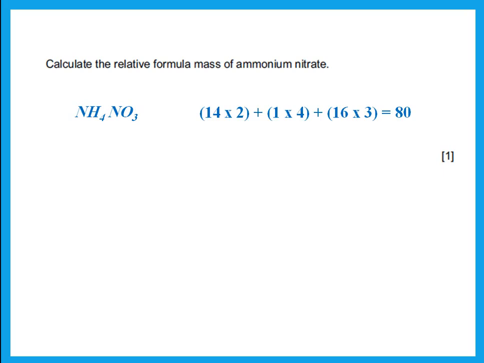Nitrogen is 14 times how many nitrogens? I have 2 nitrogens, plus hydrogen has a mass of 1 times how many hydrogens? I have 4, plus oxygen has a mass of 16 times how many? 3. Okay, again, calculate the molecular mass of sulfur dioxide.